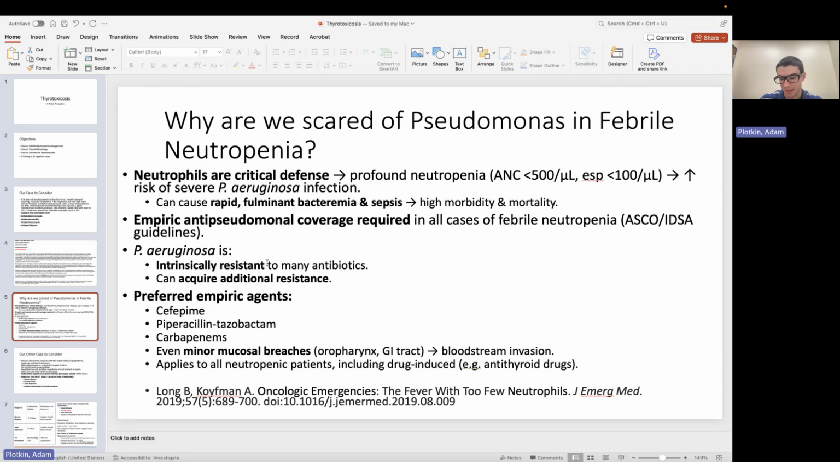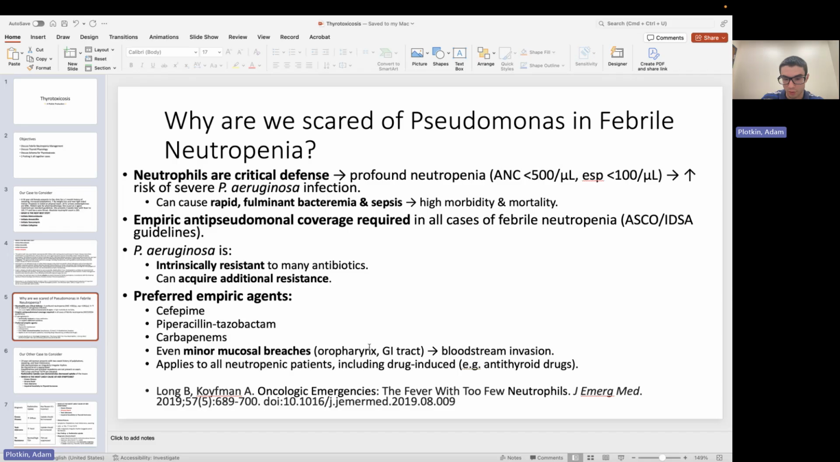Pseudomonas is intrinsically resistant to many antibiotics, and it can acquire additional resistance. So again, first-line antibiotics for Pseudomonas can include cefepime, piperacillin-tazobactam, and carbapenems. There are other drugs that can cover Pseudomonas as well, beyond the lecture today, like aminoglycosides, monobactams, fluoroquinolones, and polymyxin would probably be the other one that comes to mind. But really, I want you to think about a beta-lactam. So we're going to think about cefepime, pip-taz, and carbapenems.